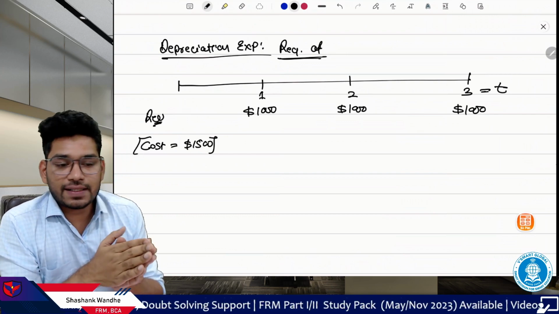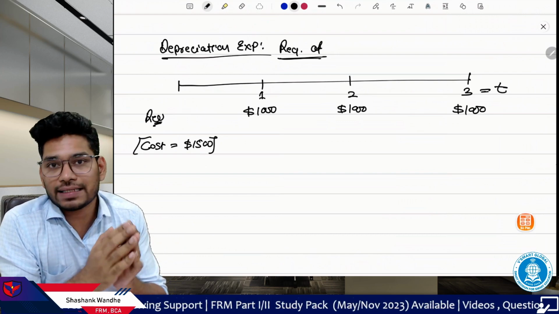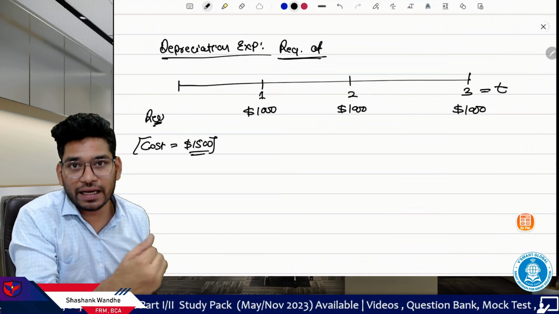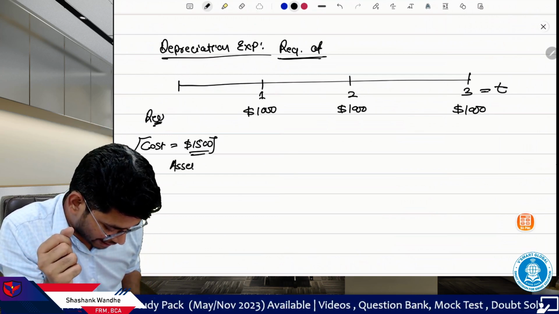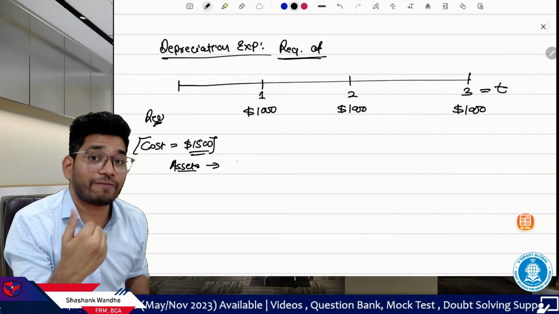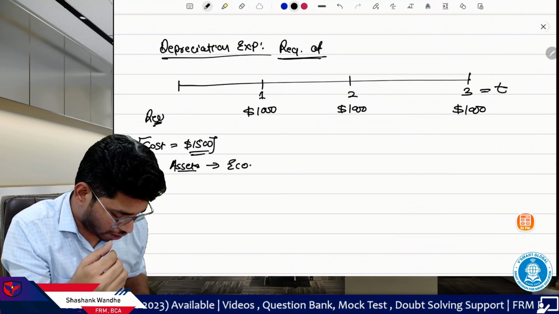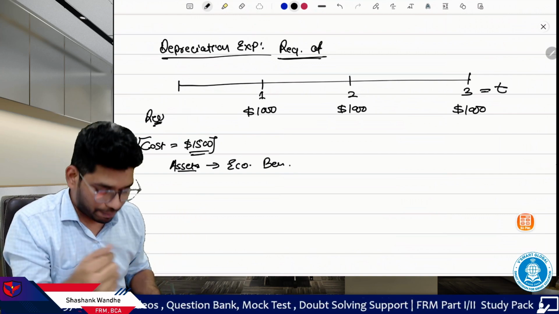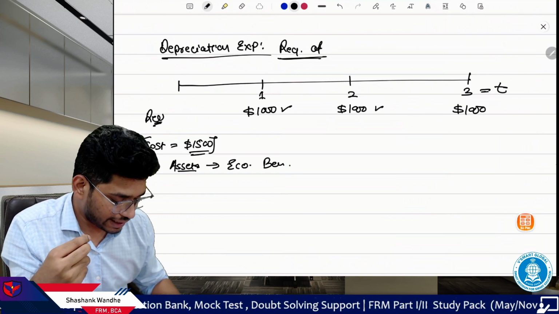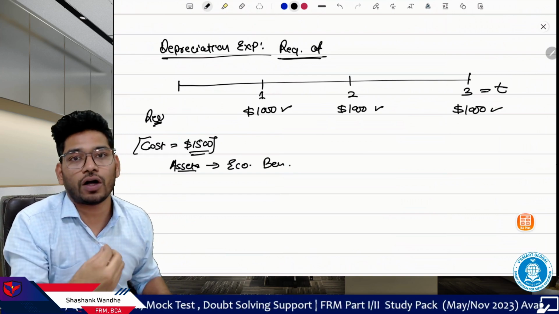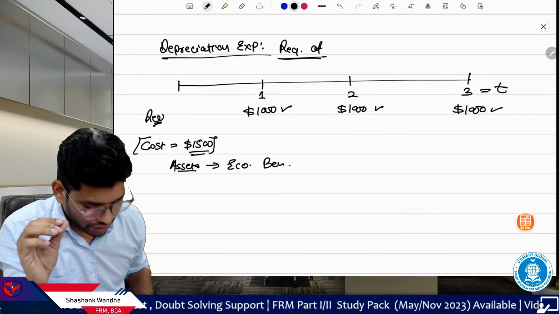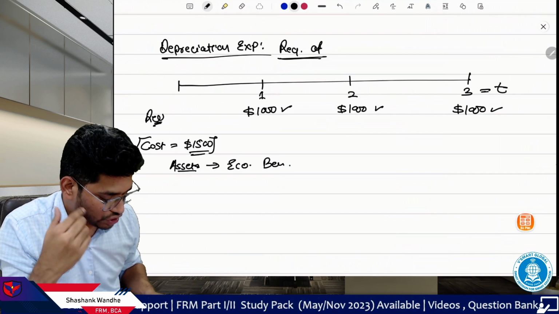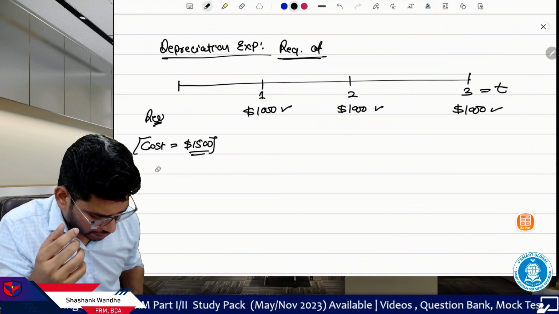Now, first, this laptop should be considered an asset. Why an asset? Because this laptop will give me economic benefit for more than 1 year, one financial year. Using the same laptop, I'll generate revenue for the first year, second year, and third year. So ideally we should call this an asset, but for now I will just treat it as an expense, and then I will explain how things work differently when we change our assumptions.